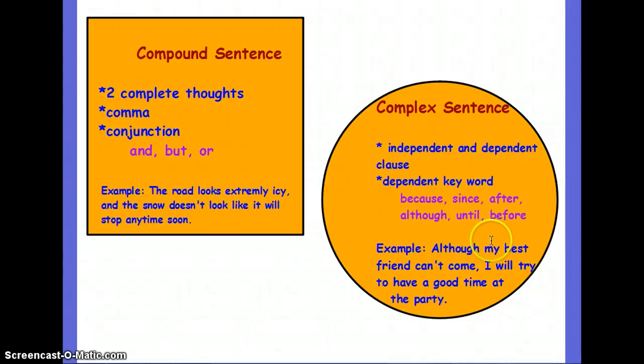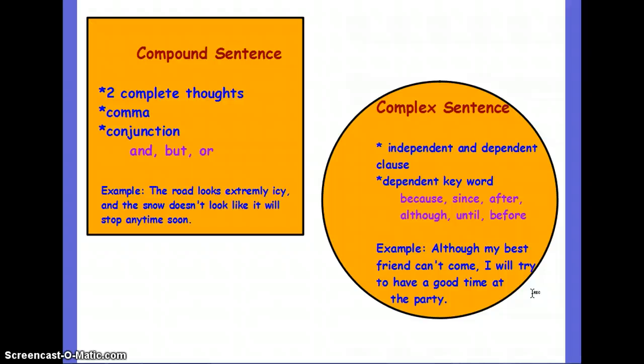The last part of the sentence, I will try to have a good time at the party, is a complete thought. It can stand alone. If I walk up to you and I say, I will try to have a good time at the party, you're not left wondering what else I'm going to say. It has a complete subject and a complete predicate.